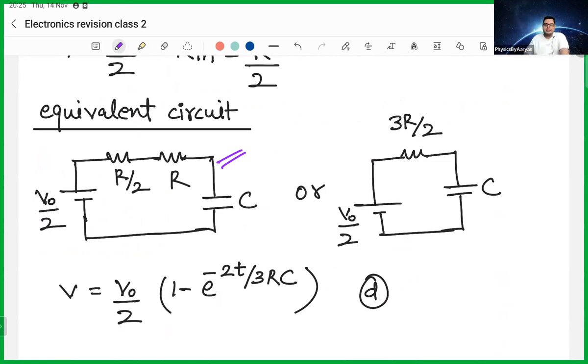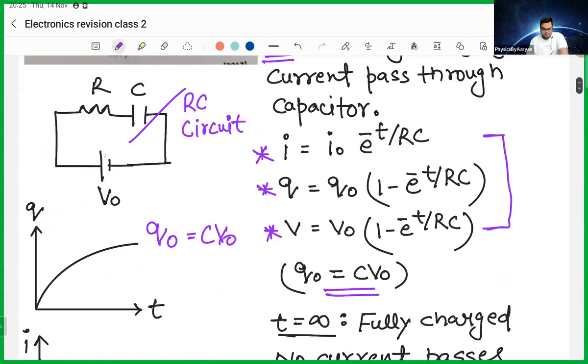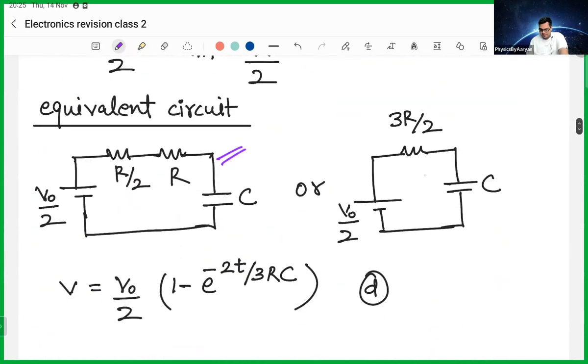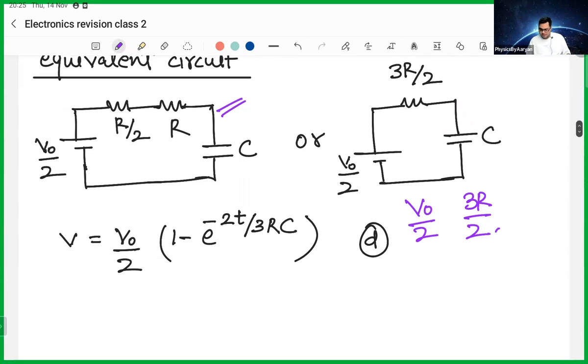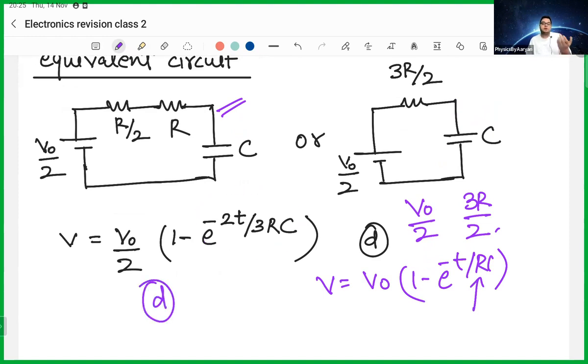Now this circuit is the same as the circuit I taught you. The only difference is that the voltage is V naught by 2 and the resistance is not R, it is 3R by 2. The capacitor is C, that will not change. Then I can use the direct equation: my voltage equals V naught into 1 minus e to the power minus t by RC. First I put my value of voltage, V naught by 2. Then I put my value of resistance, 3R by 2, and I will get this. So this is my option number D, and option D becomes true.